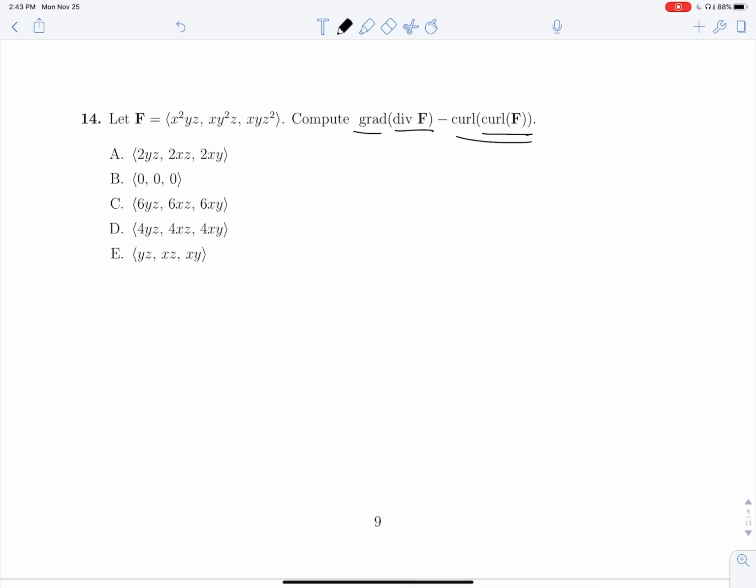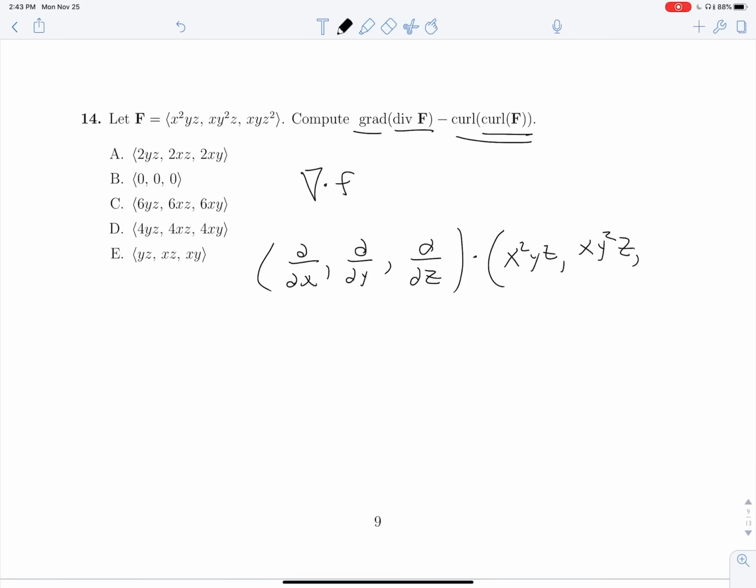We know that the divergence is going to be del dot F. So we can set that up as partial x, partial y, partial z, all dotted with x squared y z, x y squared z, and x y z squared.